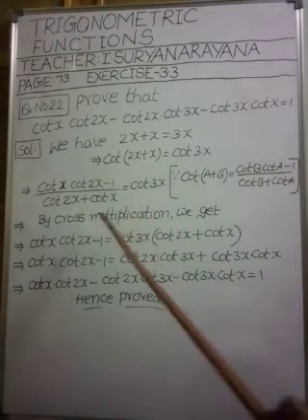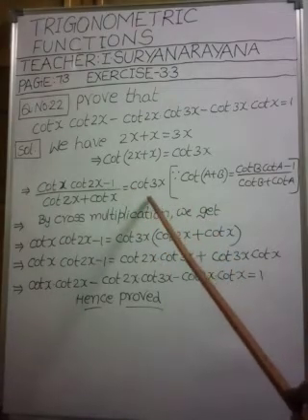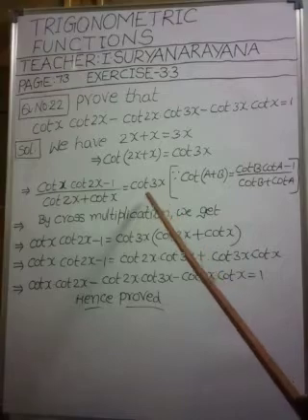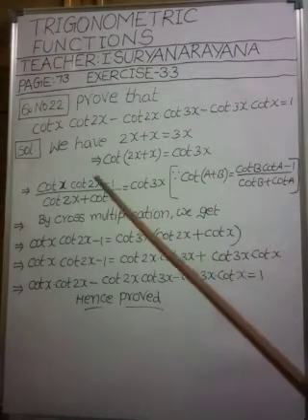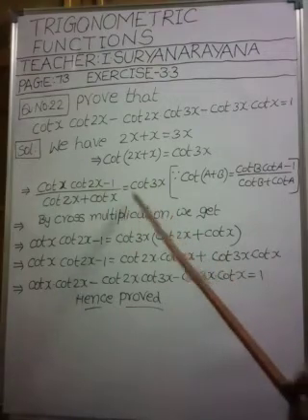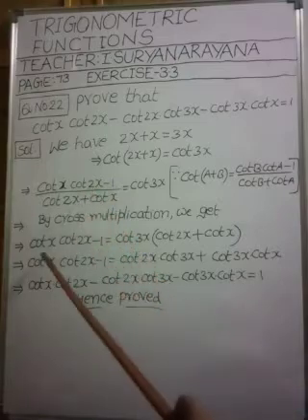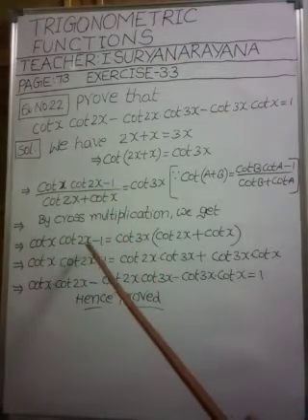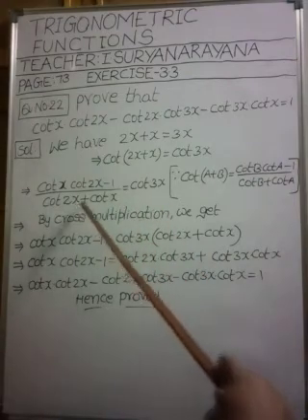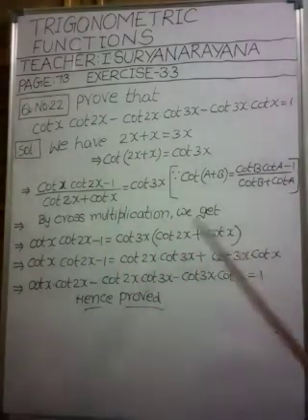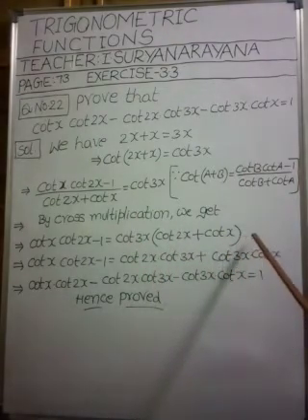Now, by cross multiplication, we assume that in the denominator 1 is there. If there is no number in the denominator, we assume that there is 1. So, by cross multiplication, what will you get? 1 into cot x into cot 2x minus 1. We get the same terms. So cot x into cot 2x minus 1 is equal to, we have to multiply cot 3x into (cot 2x plus cot x). Understood RHS, my dear children? Understood this statement?